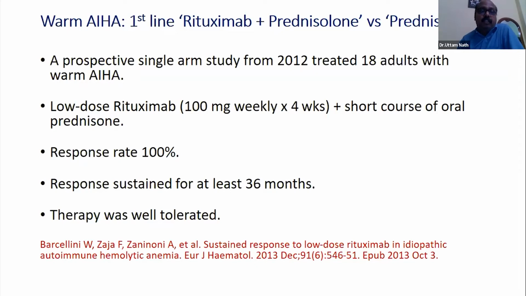Here I would like to add that although this low dose rituximab works well in warm antibody AIHA, its efficacy in cold AIHA, cold agglutinin disease, is not so good. It is not associated with such higher responses, and treatment failures with low dose rituximab in cold agglutinin disease are much higher. So low dose rituximab may be tried only in warm AIHA.